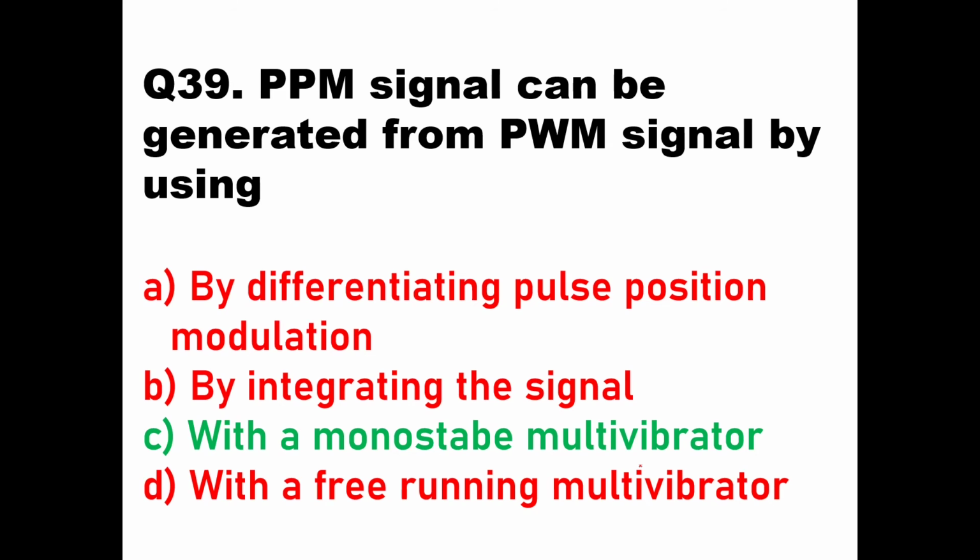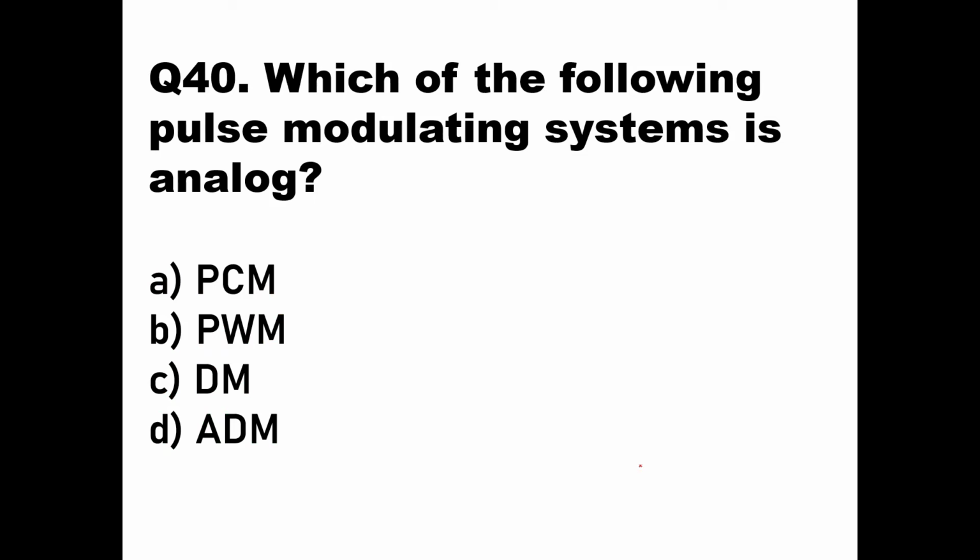Then we'll go to the next question, question number 40. Which of the following pulse modulating systems is analog? Now in this, we see the first one as pulse code modulation, second one as pulse width modulation, third one as delta modulation, and fourth one as adaptive delta modulation.